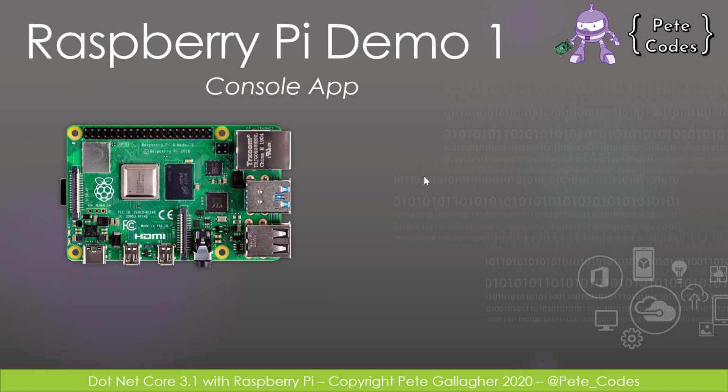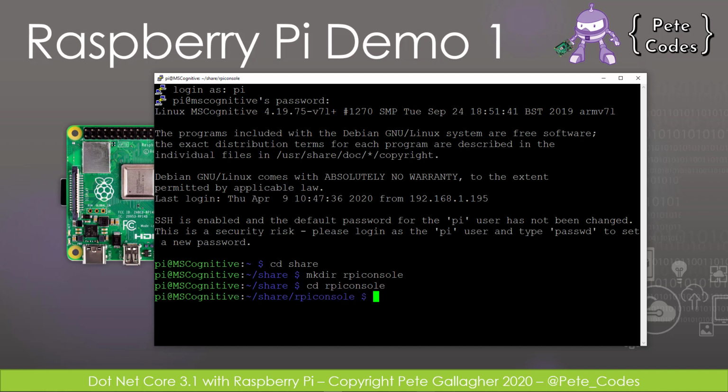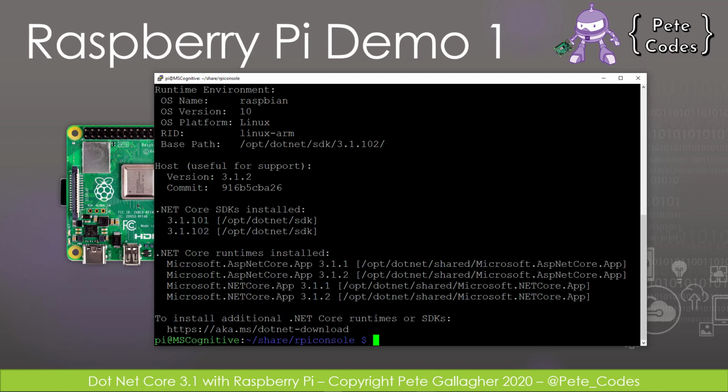So let's have a look at a console app on the Pi. As I said earlier, I've set up Samba sharing on my Pi, and I've created a shared directory called share. And in there, I've got access to that from my development PC. If I make a directory in here called rpi console and go into that, then before we start anything, let's just make sure that everything's installed okay. So dotnet --info. And we get some results in there.